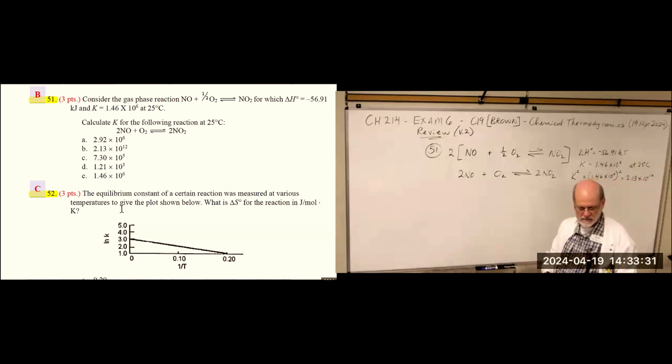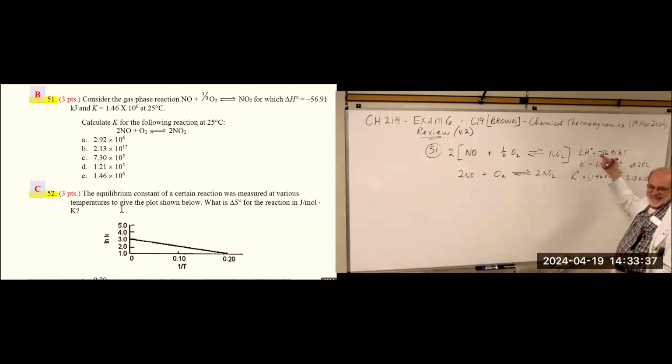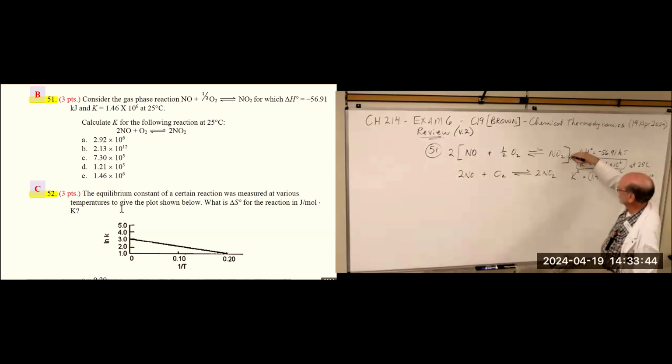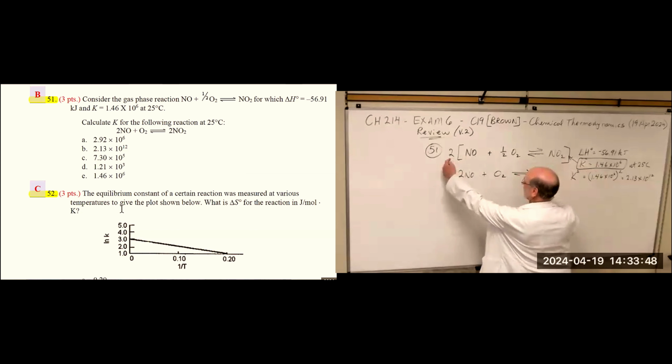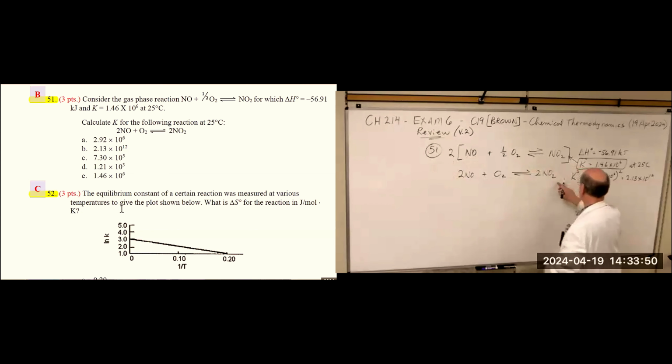Those H's are K? No, we don't even need that. This is what we're looking at right here. That's the K for this reaction, and this is that reaction times 2. So then 1.46 times 10 to the 6th, just square it.